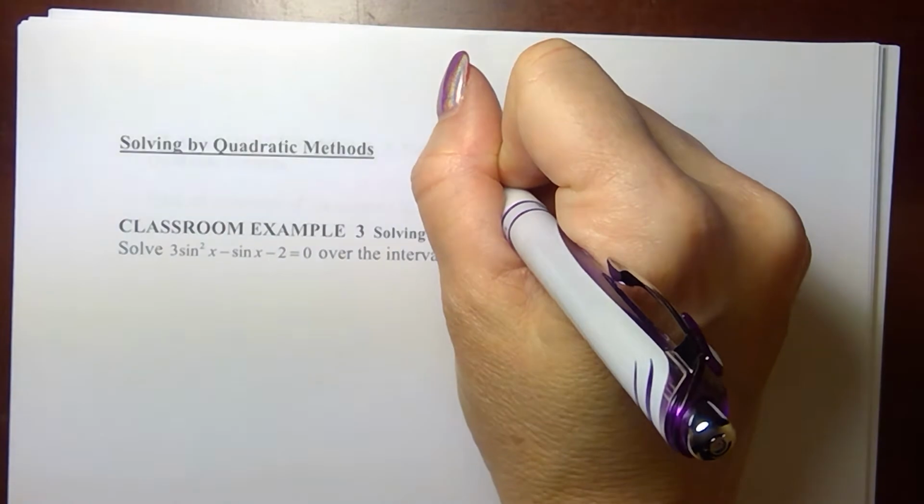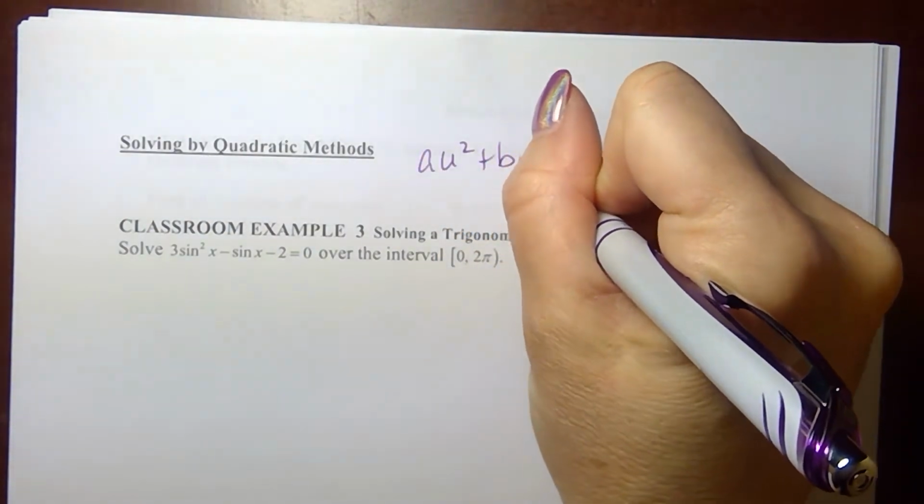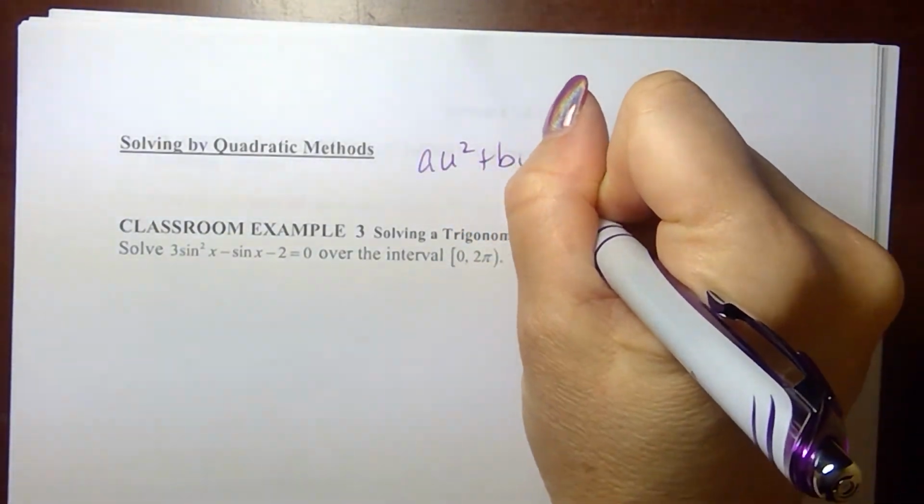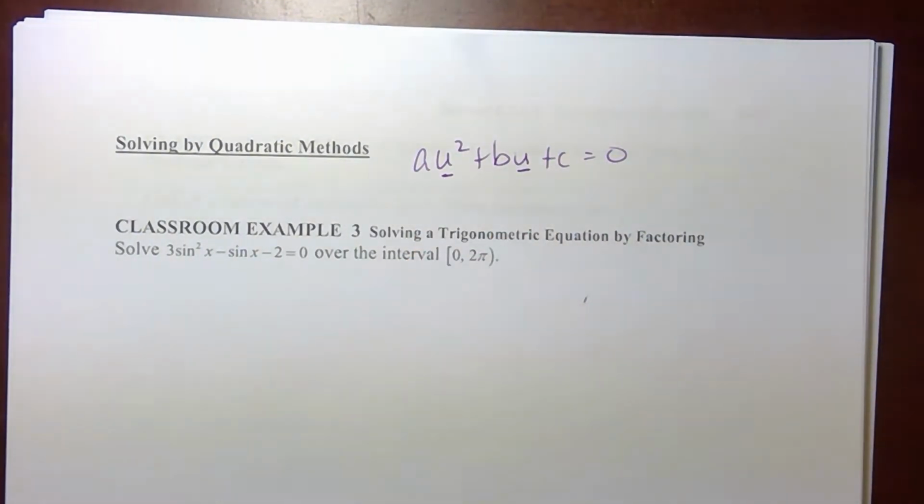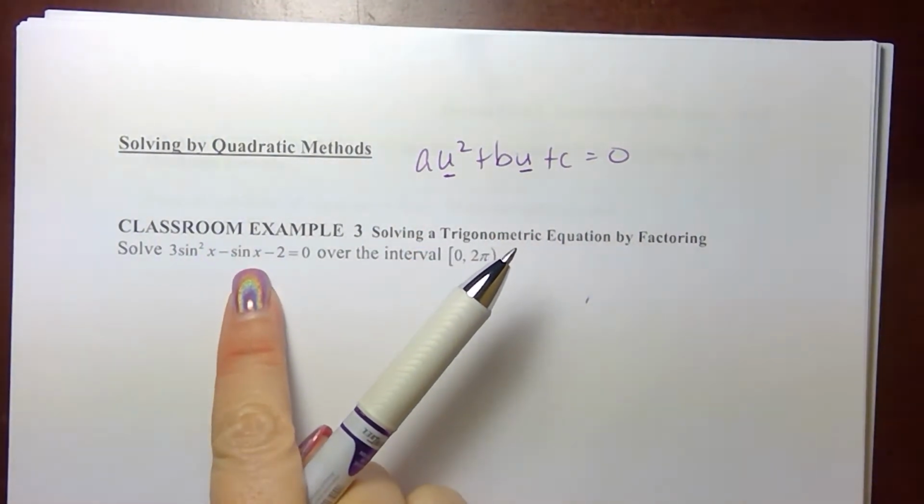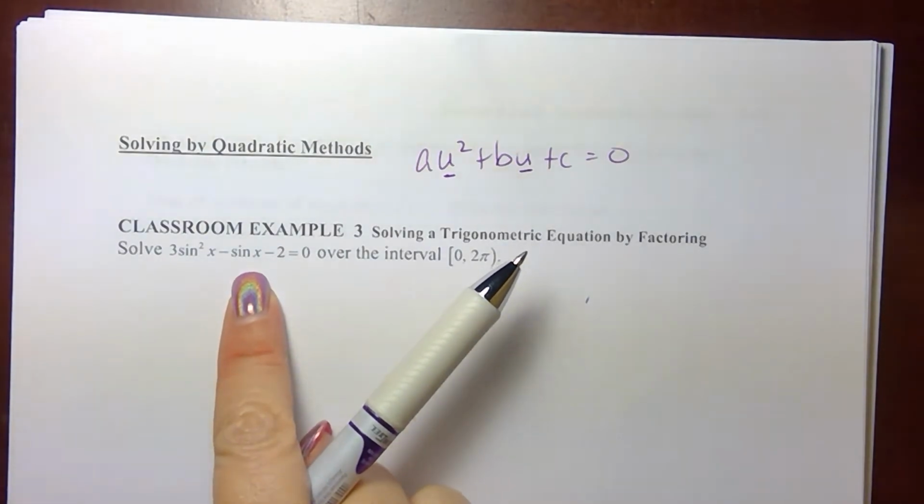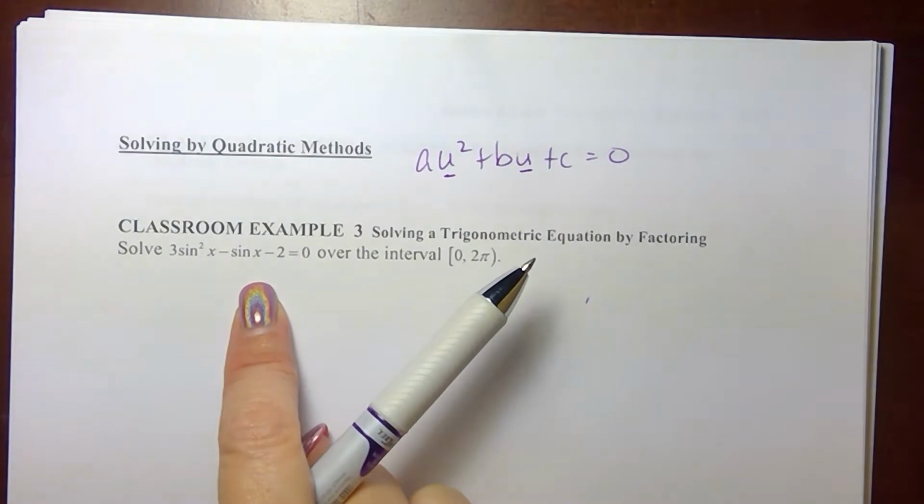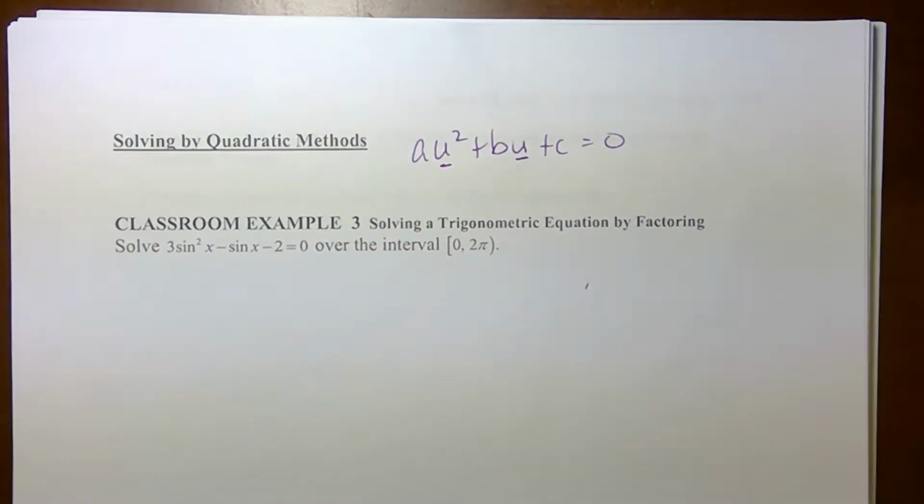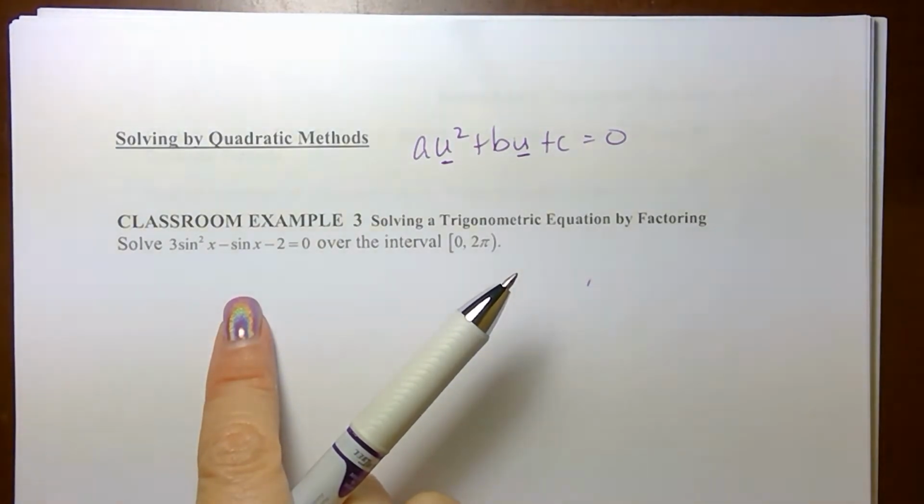In college algebra, we taught it as au squared plus bu plus c equals 0, where you substituted in u for whatever that base variable was. In this case, you would substitute in u for sine x. It just makes it a little easier to look at. I usually don't mess with that. I usually go ahead and just factor it as it is. You're welcome to do whichever way makes you the most comfortable.